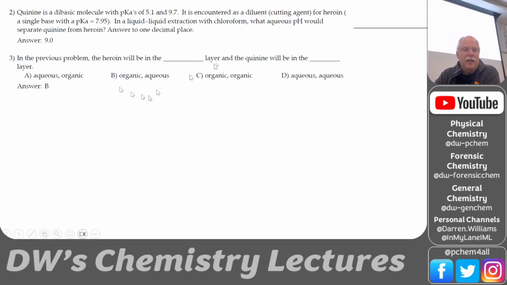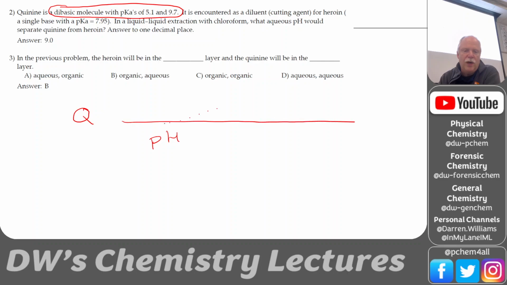So we'll do some of these problems next time, this liquid-liquid extraction, but again, we've got quinine. It's a dibasic molecule with pKa's of 5.1 and 9.7. And so this is the skill that we'll be using next. Say we have quinine, we'll just call it Q. And you can think of pH here. You can write out a scheme. So this is a pH of 1 and a pH of 14. And so here we have pKa's of 5.1, so right around here, 5.1. And over here is 9.7.